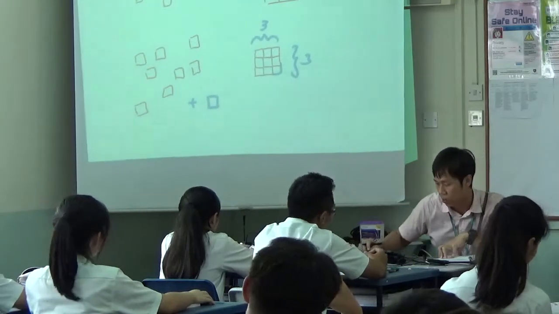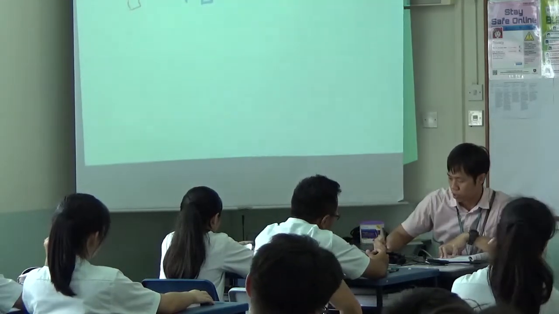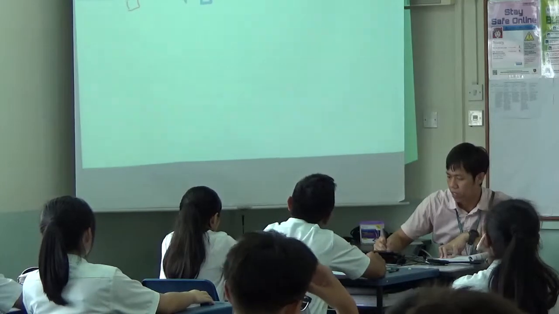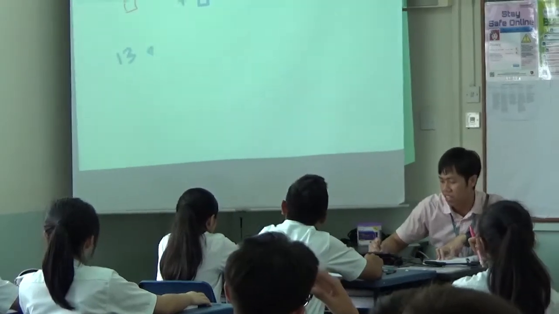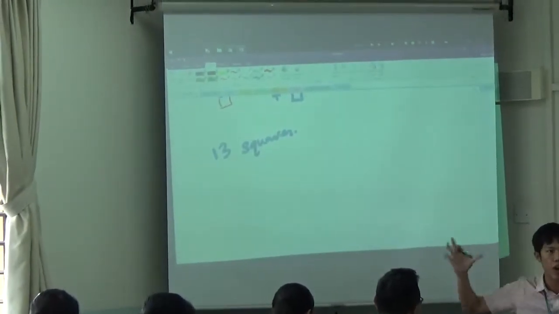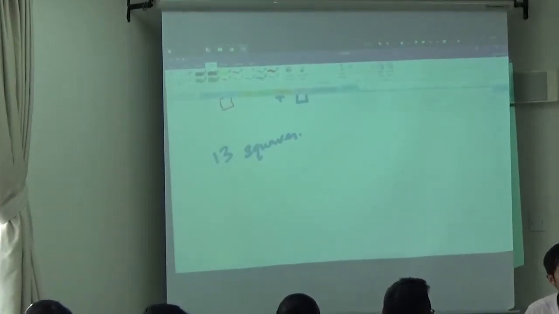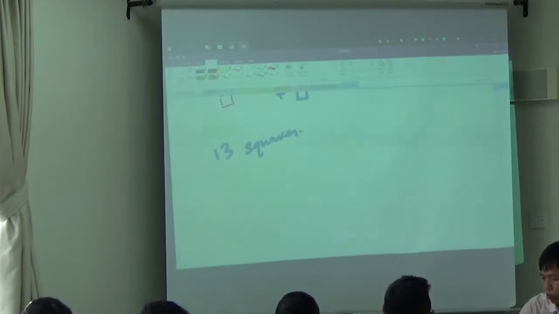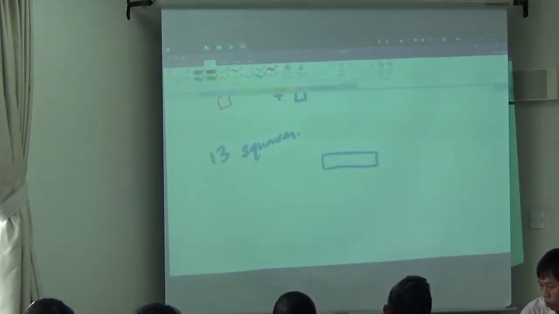Okay, let's try another example. Oh, very tired of drawing squares. Let's say I have 13 squares. Okay, 13 little squares. I want to form a big square. Can I do that? No. Okay, what do you think we will end up with? How many on the first row? 4. Wow, how do you know?